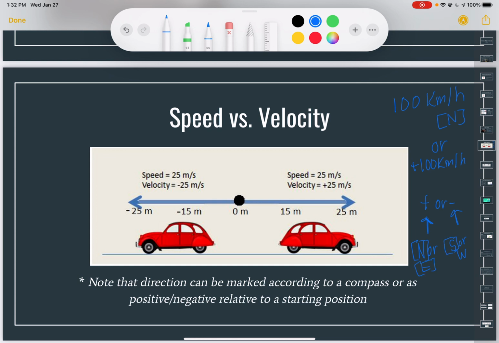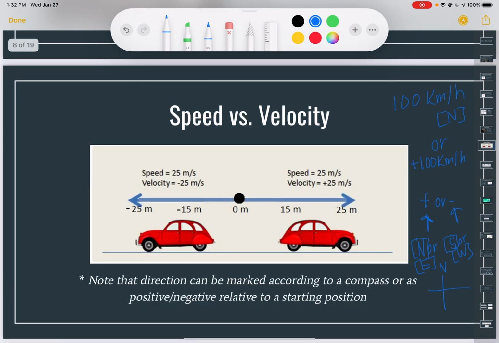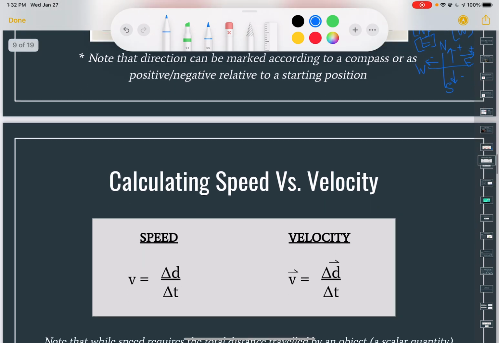And where this comes from is looking at a plane, like a grid, or even just the northeast, southwest. If we're looking at this, everything that's going up is positive, down is negative, this side is positive, and this side is negative. So it lines up with what we know as being sort of positive and negative when we're looking at it on a plane or a graph.